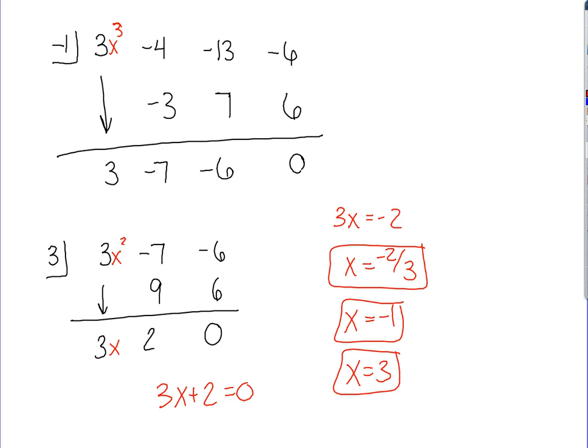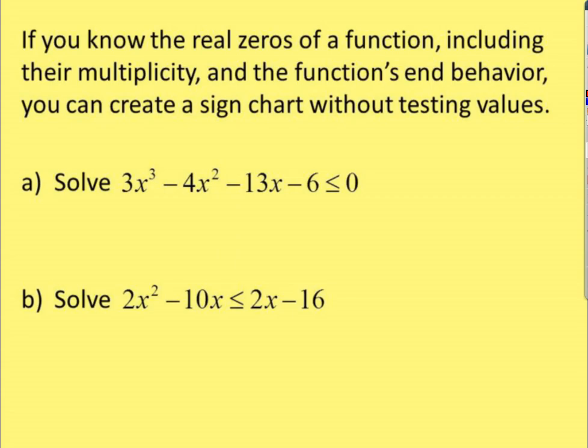So if we go back to our original problem, we can make our sign chart for those values. Those were our zeros of our function, so they're going to be our turning points, or when we change from negative to positive and positive to negative.